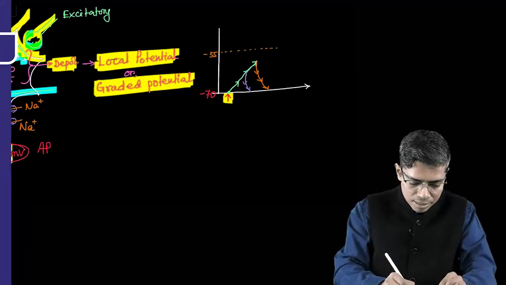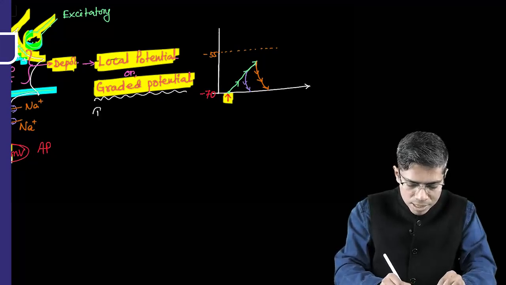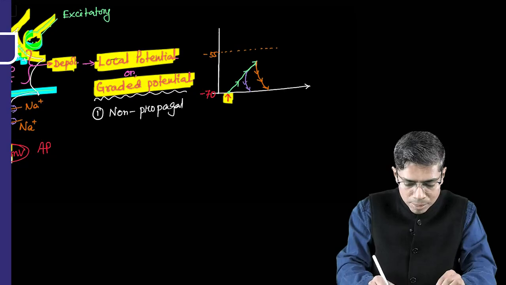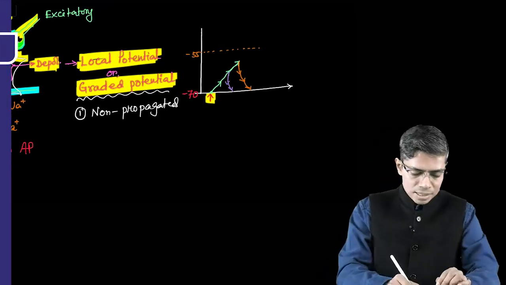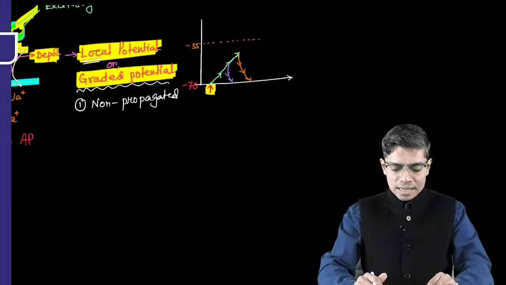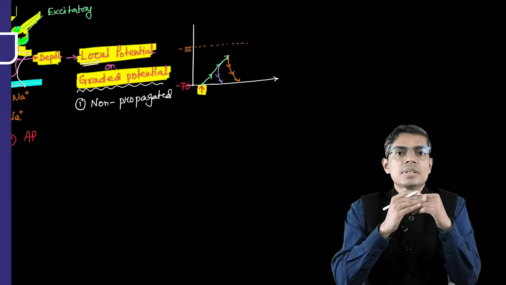So I can understand that the properties of this local potential or graded potential, number one, it's a non-propagated potential, right? So local means it's a non-propagated potential. It will remain in the same localized area. It cannot move from one part of the neuron to a very distal part of the neuron.